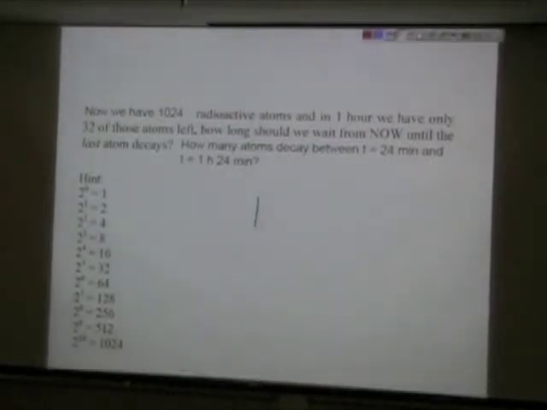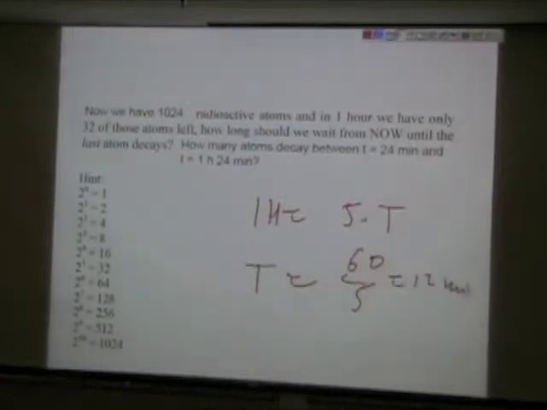So, 1 hour equals 5 half-lives. 60 minutes over 5. You can't combine hours and minutes, you have to use the same units. That gives you 12 minutes. That's a half-life. So every 12 minutes, the amount of the radioactive element gets cut in half.